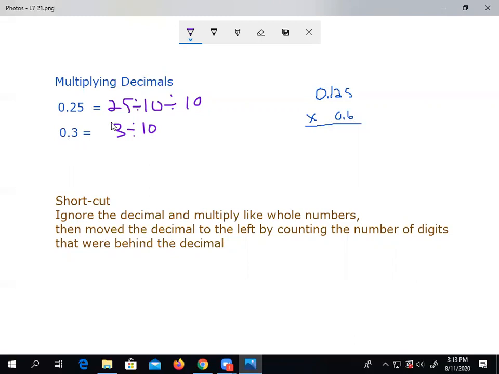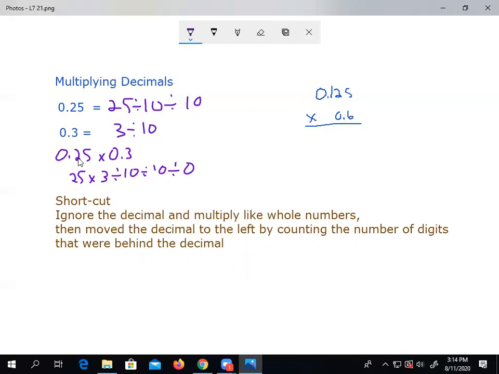So those are interchangeable. So if I was multiplying 0.25 times 0.3, what I'm allowed to do is ignore the decimal and say, hey, that's 25. I'm allowed to ignore the decimal and say that's a 3. But then, since you ignored 3 decimal places, you have to divide by 10, divide by 10, and divide by 10.